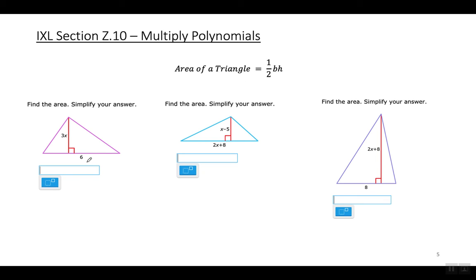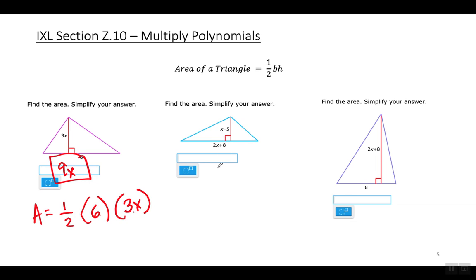All right, so right here, in this first example, the area equals 1/2 times the base, which is 6, times the height, which is 3x. All right, you could multiply this in whatever order you want to. If you want to get half of 6, which is 3, and then 3 times 3x, which is 9x, you could do that. Or if you want to do 6 times 3x first to get 18x, and then divide 18x by 2, you get 9x. Either way, you get the same answer.